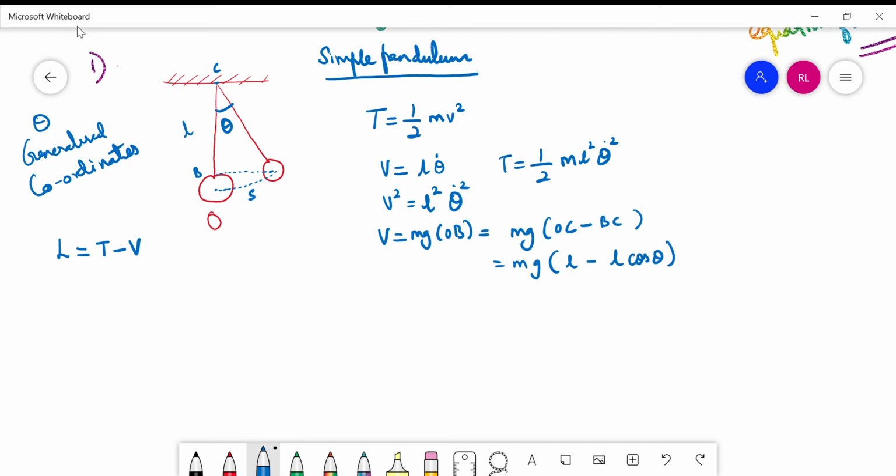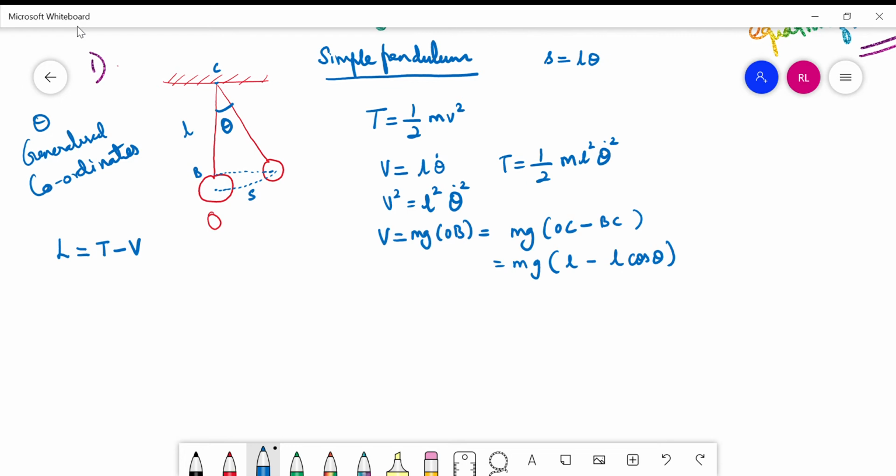In order to find the Lagrangian, we have to write T, which is the kinetic energy, and V, which is the potential energy. In general, T is equal to half m v squared, where v is the velocity. Here the displacement of the bob is given as S, so S is equal to L theta, where L, the length of the pendulum string, is fixed and theta is varied.